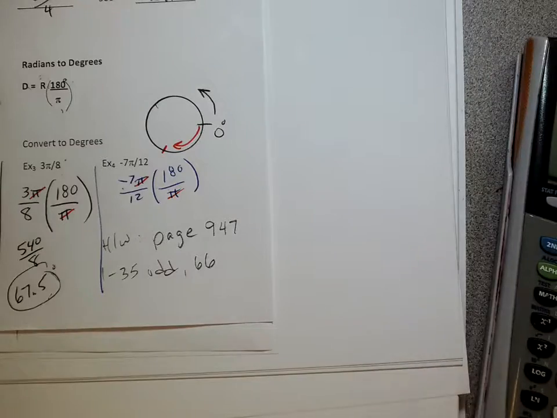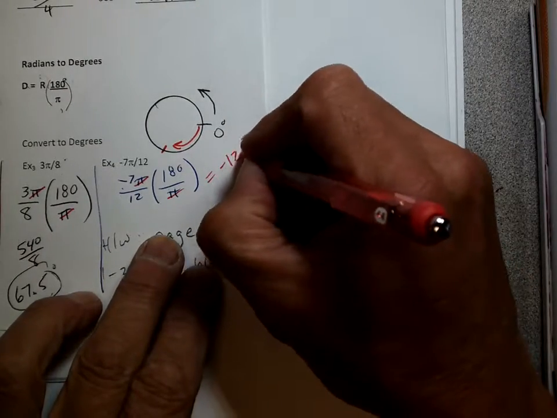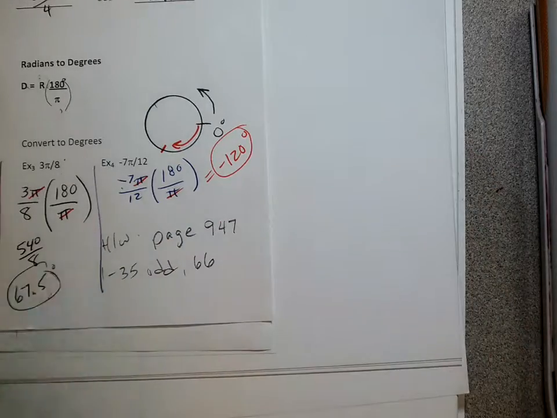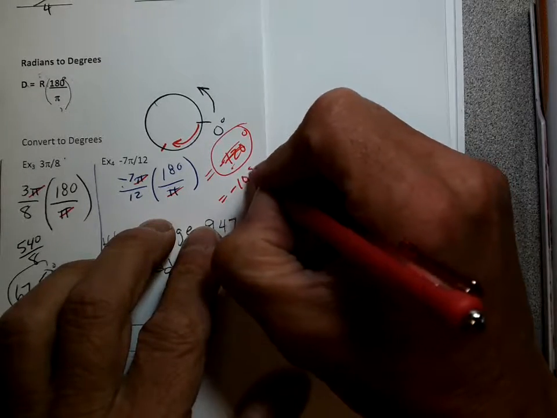Okay? So I know that my angle then is about negative 120 degrees, right? 105 is right. I'm dyslexic. I can't see. Thank you, Claire. 105 degrees. There it is. Okay.